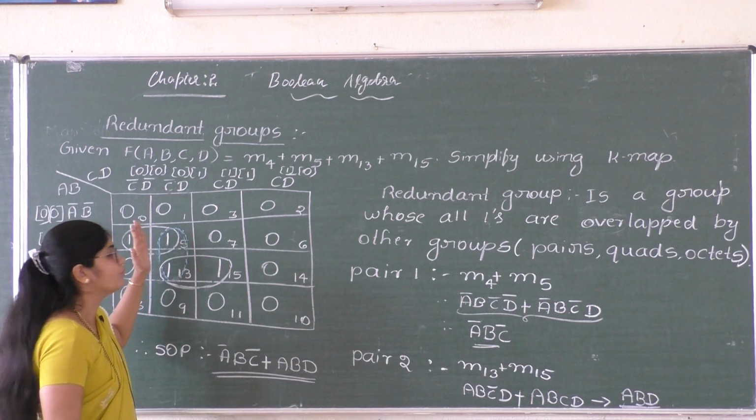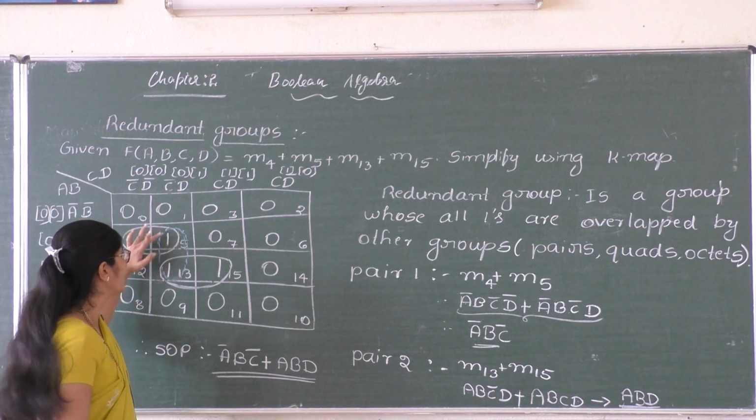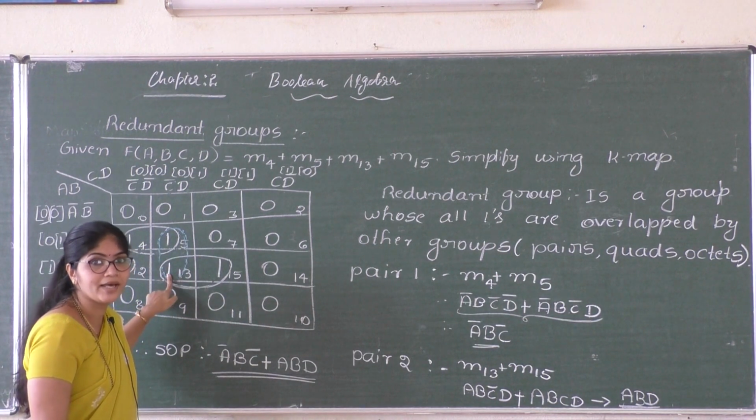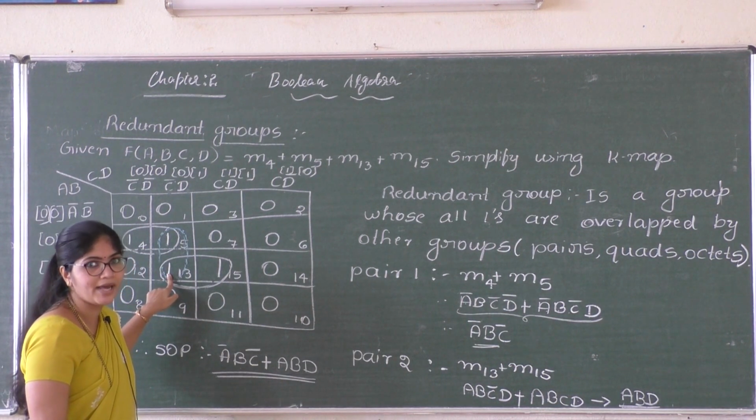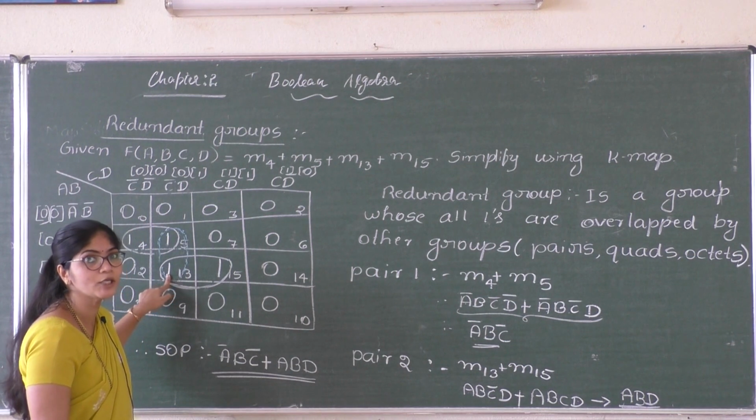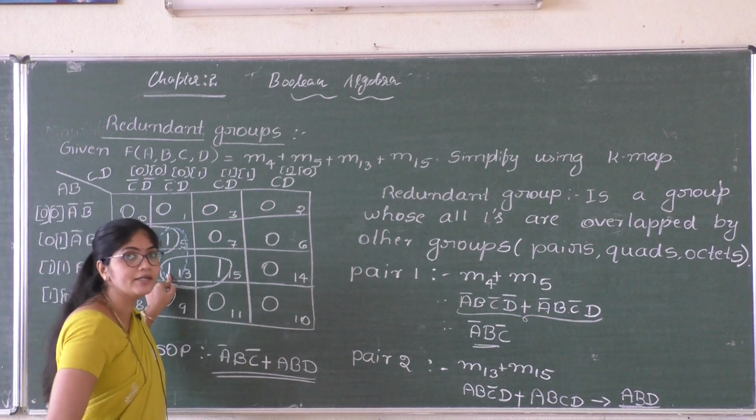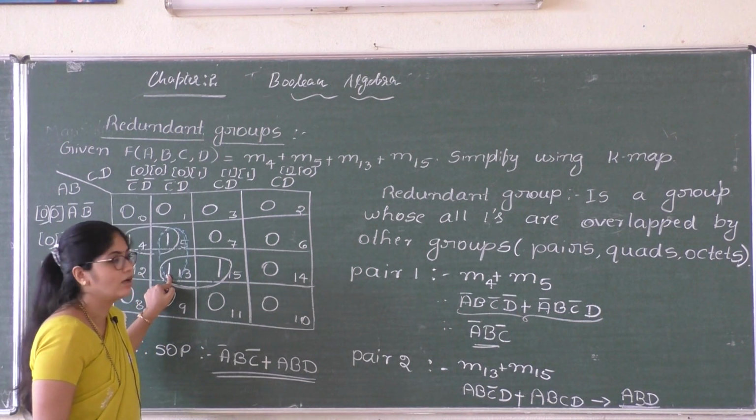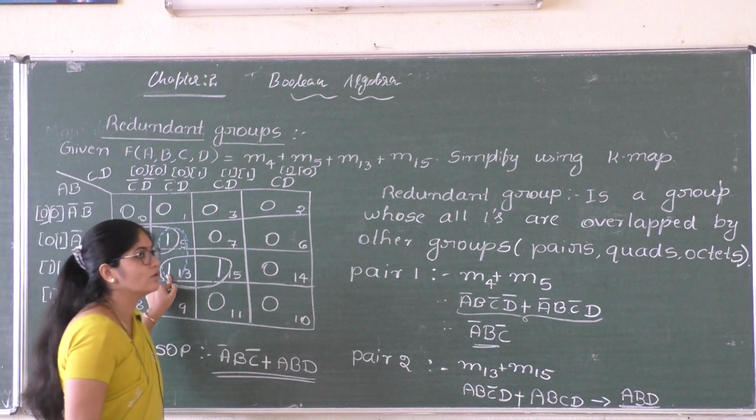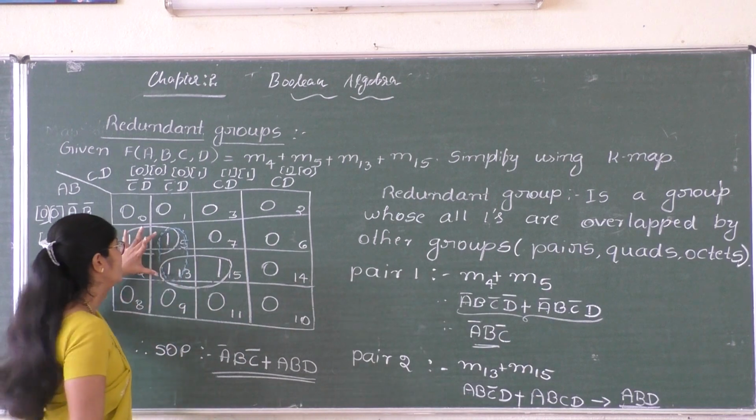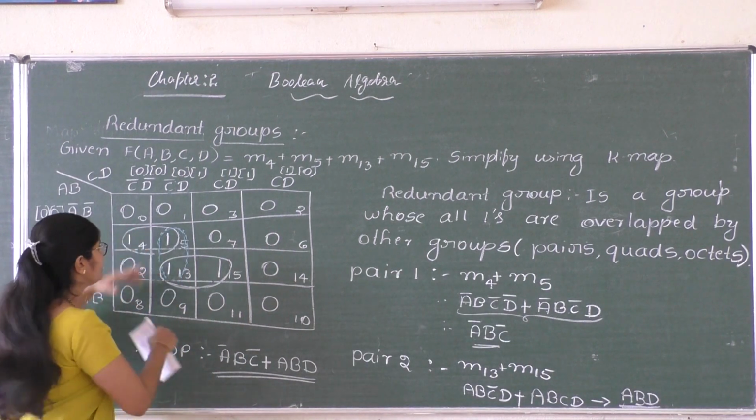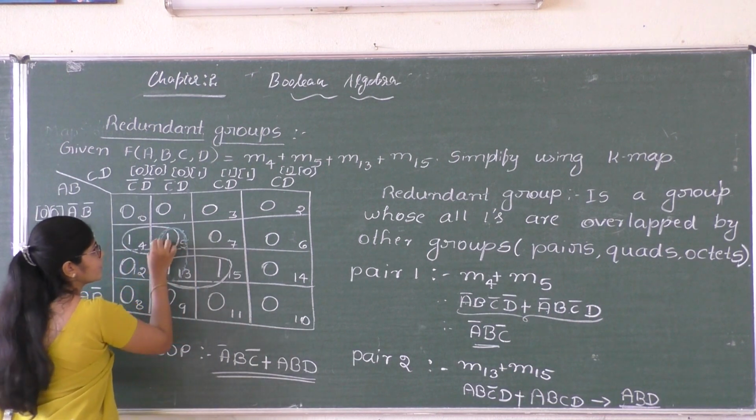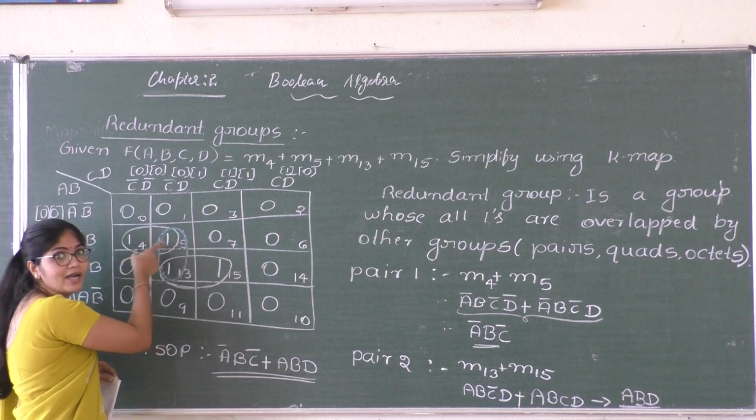Here, if we form a pair using the ones in the 5th square and 13th square, that pair will become a redundant pair. That pair is called a redundant group. What is a redundant group? A redundant group is a group whose ones are all overlapped by other groups. That may be in pairs, quads or octets. If we form a group here, all the ones of that group are overlapped by other groups.